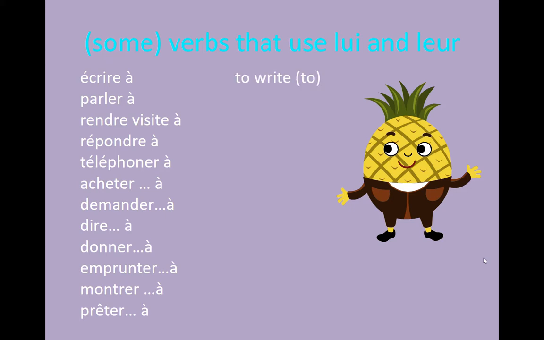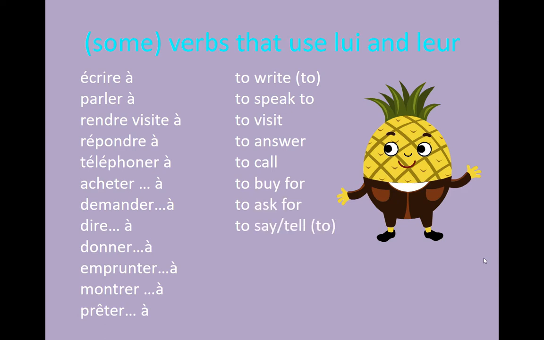Écrire, parler, rendre visite, répondre, téléphoner, acheter, demander, dire, donner, emprunter, montrer, prêter. If you think about it, all the verbs on this list have some kind of an exchange, whether it's an exchange of communication like to write and to speak, or it's an exchange of an actual physical thing, like to borrow something from someone or to loan something to someone. So they all have à. When they're followed by a person, use lui, leur.